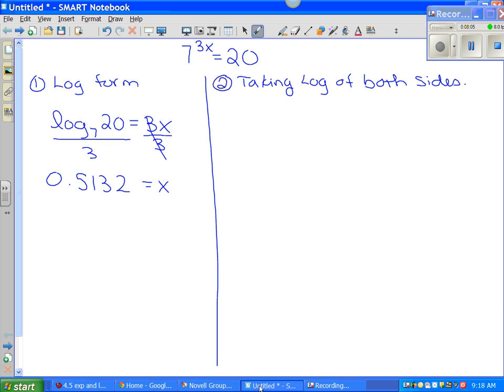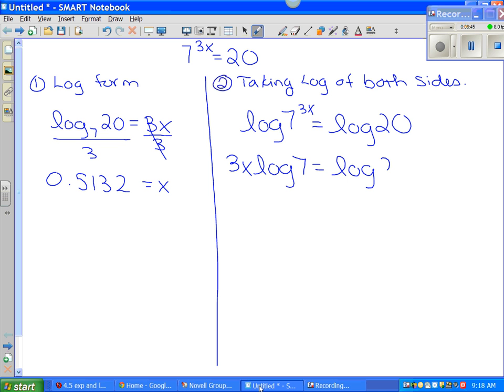So the second way is a little bit different. You do have to know how to do it both ways. We're still going to be using log, but with this method, we're going to take the log of both sides. So what that means is we're going to put a log in front of both sides of this equation. Okay, log. What I do to one side, I do to the other. Now, we know with our rules for logs, when I have an exponent, where do I put them? I put them out front. So 3x log of 7 equals log of 20.